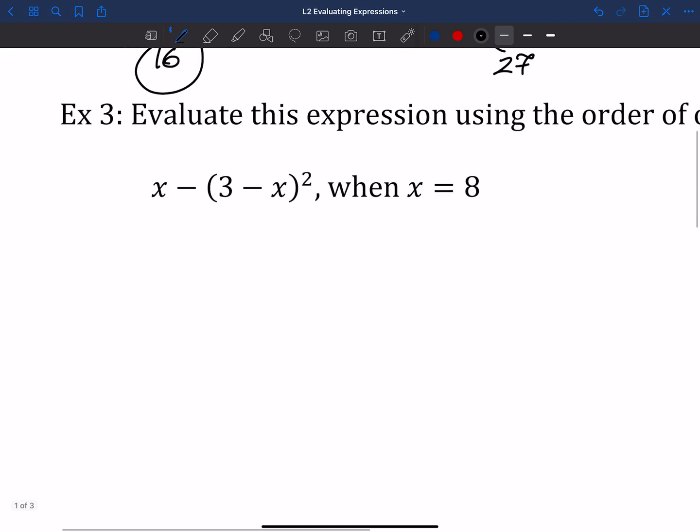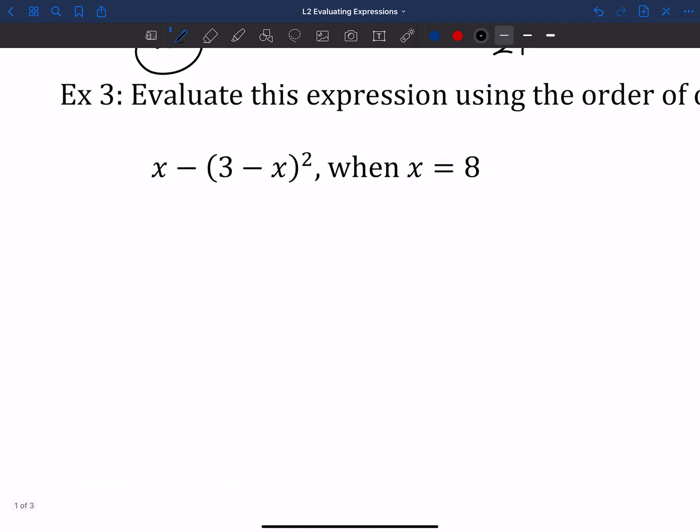All right. Ooh, something like this does look quite a bit scarier. The only difference is that there's a couple different places we're plugging in for the variable. So what we're doing is we're trying to figure out x minus, and then in parentheses, 3 minus x, with a squared, when x is equal to 8. All right, so again, first things first. I'm going to plug in wherever I had an x. Parentheses, there's an 8. Minus 3 minus where that other x was, and then squared.